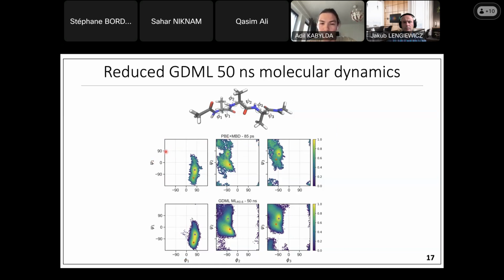And on the top plot you have the reference that we have in the training set, which is 85 picoseconds. You can see how it looks. And below that, in the bottom part, is our GDML with the reduced descriptor, and we ran the dynamics for 50 nanoseconds. And these time scales really cannot be performed with the reference level theory because it's too expensive. And this we can do in days.